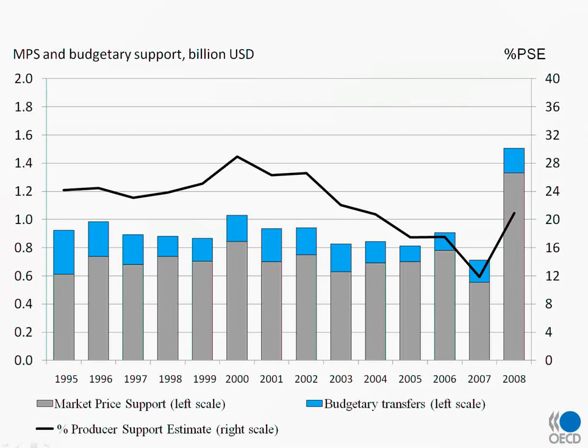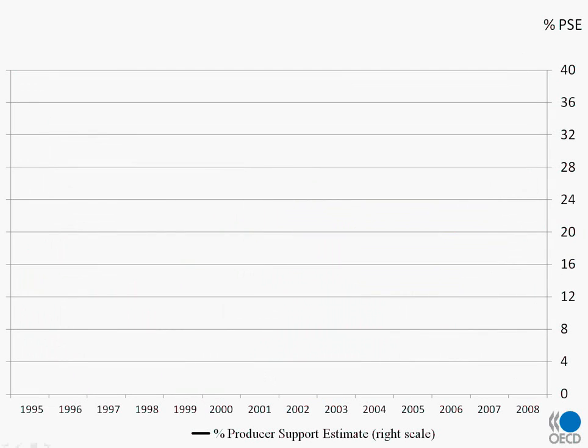This graph shows the level and composition of support to agricultural producers in Israel since the mid-1990s. I am now going to explain this figure in a little more detail. First, let's have a look at the black line referring to the right scale. This line shows an OECD indicator which is known as the Producer Support Estimate, PSE.